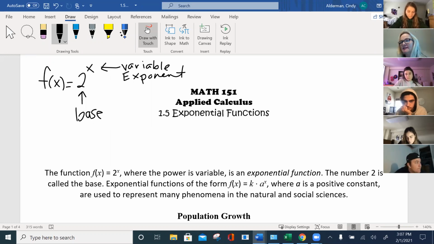Okay, so what I was saying when I was not presenting is that we're going to study exponential functions today. And I know that in high school you've been exposed to this before, but 2 is of course the base. The thing that makes this an exponential equation in the first place is that the variable is the exponent.